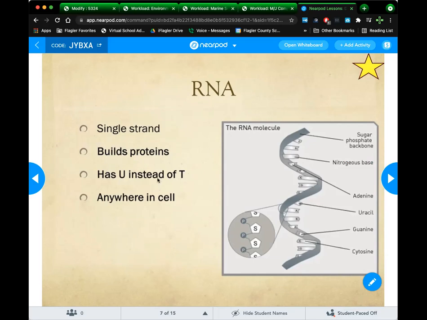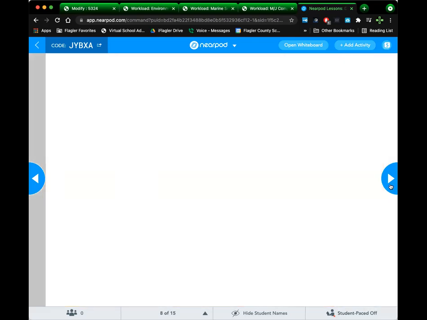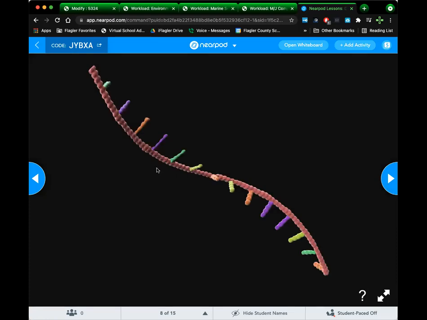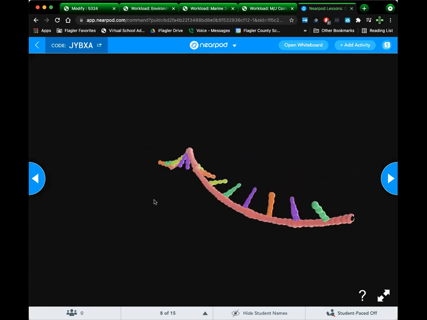Another difference in RNA: RNA has the nucleotide U instead of T, uracil instead of thymine. So also keep that in mind. And then RNA can be anywhere in the cell. DNA is generally just going to be in the nucleus. It can't leave the nucleus. And then here's a 3D image of RNA.